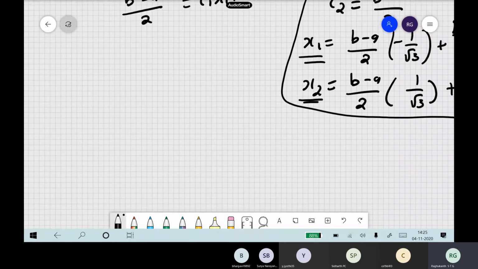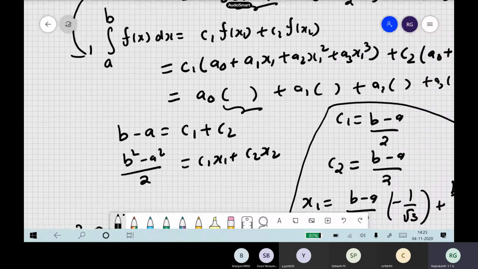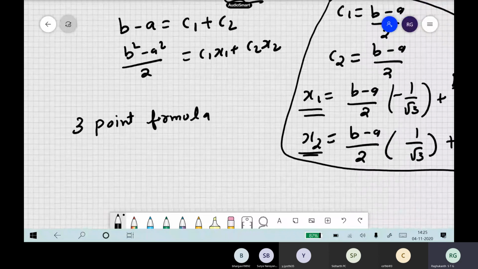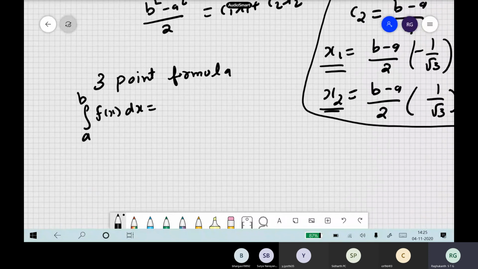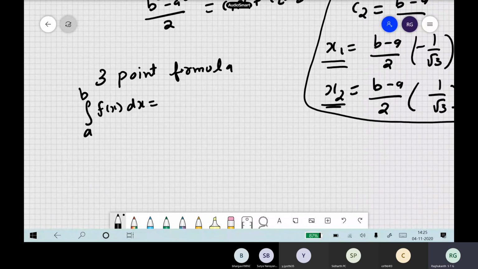Now suppose you want a 3-point formula. What do you have to do? How do you derive it? What will be our solution? If I have the integral from a to b of f of x dx and I want to integrate by Gaussian quadrature, what do you have to do to derive the 3-point formula?